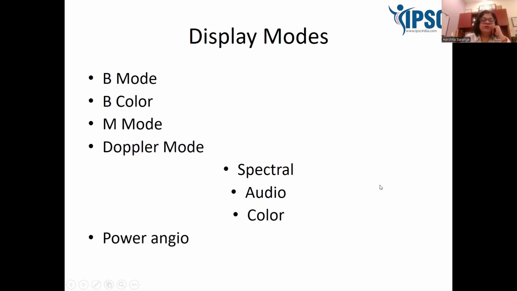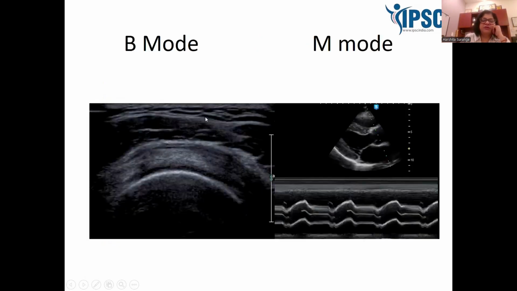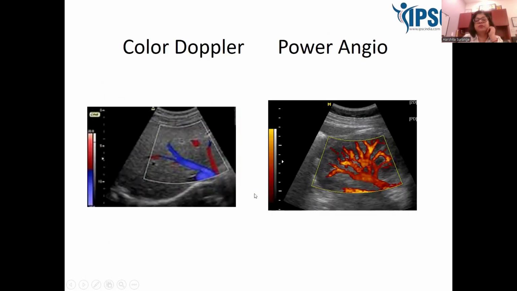So the B mode is a black and white mode in which everything is seen in 256 shades of gray, and every tissue is identified separately because of the different constitution of the tissue. This is the motion mode, in which you see the motion of the walls and of the various parts of the heart, maybe the AV wall, the atrium, the ventricle, and so on.